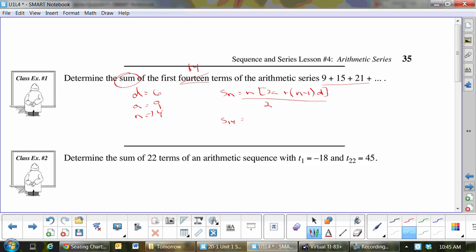Again, I'm just going to start filling things in as 14 times 2, A is 9, right? Plus N is 14 minus 1 times 6. Let's put that there, and then I'm going to put that over 2. Okay, now before you pick up your calculator, I'm going to stop a lot of you from making a mistake. You have to make sure that you always put a bracket around the top, the entire top.